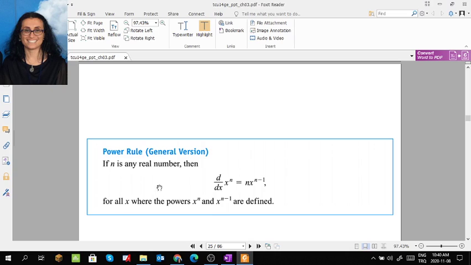And there's a note here. This is going to be true for all x where the powers x to the n and x to the n minus 1 are defined.